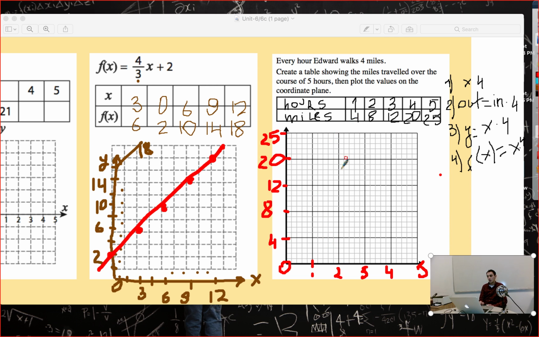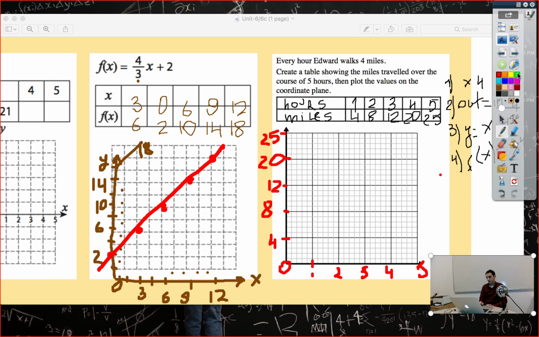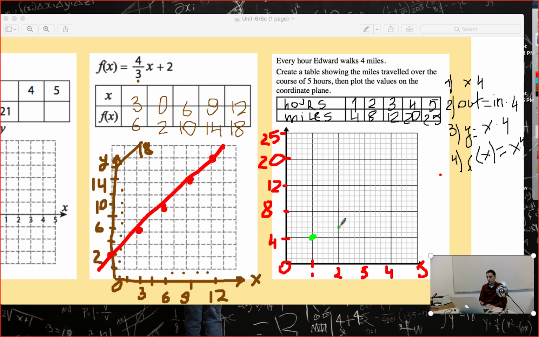Okay. 1, 4 will be here. This point. 2, 8 will be here. 3, 12 will be here. 4, 20 will be here, and 5, 25 will be here. Okay, then this is our straight line.